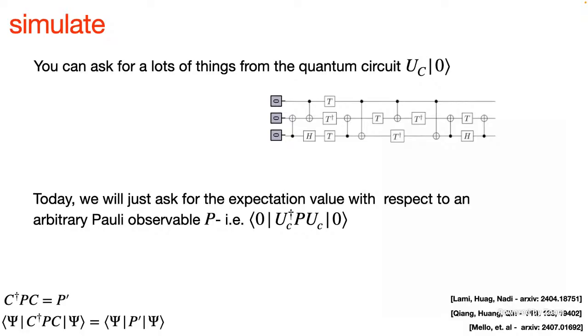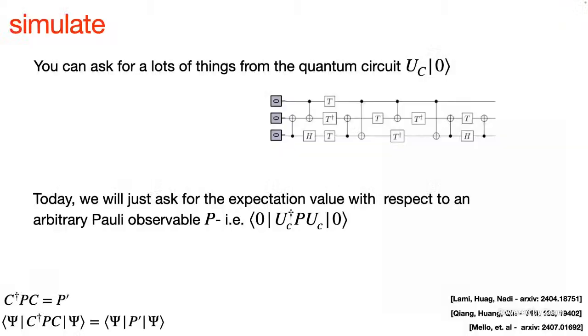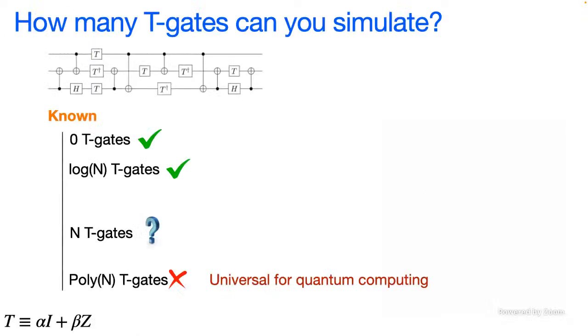And it's going to turn out that if you have a Clifford circuit times something simple, that will be sufficient to compute this expectation value. A Clifford circuit takes a Pauli observable and gives you another Pauli observable, and then you can evaluate it. Okay, so this is our goal in the next 5 to 10 minutes. How many T gates can you simulate?